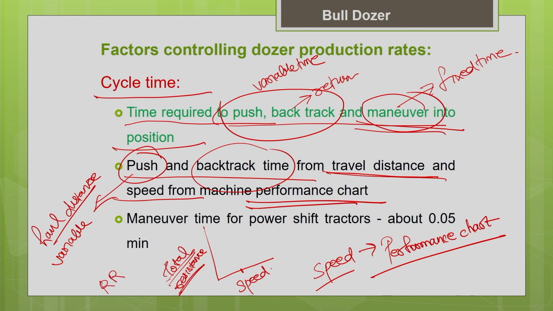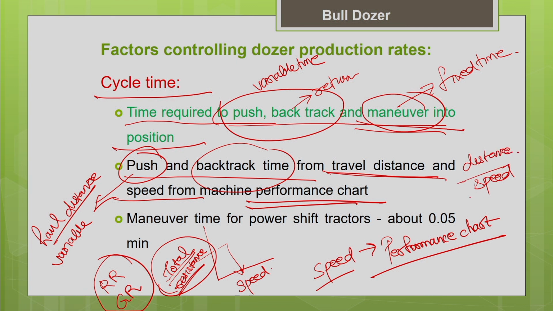So, that depends upon your terrain condition and also on the grade resistance, whether you are going up the slope or down the slope. If you know that, you can find the total resistance and accordingly determine the speed possible from the performance chart. Once you know the speed and the distance, I can calculate the push time and the return or backtrack time.